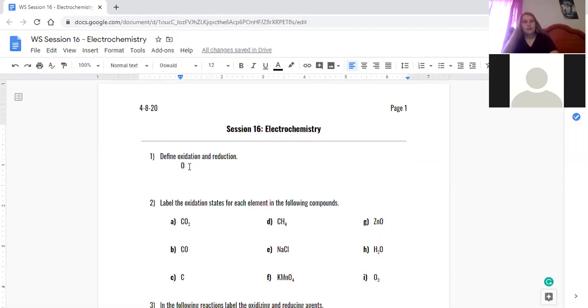Actually, you have those backwards right now. Those actually do confuse me. So it's oil rig, one way people memorize that. And so that is oxidation is loss of electrons, and reduction is gain of electrons.